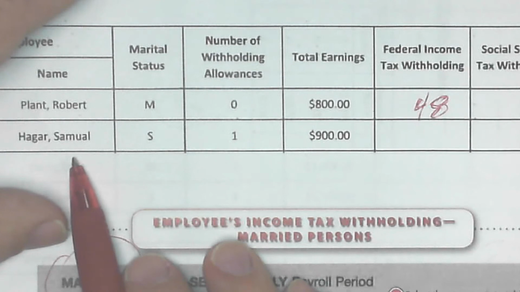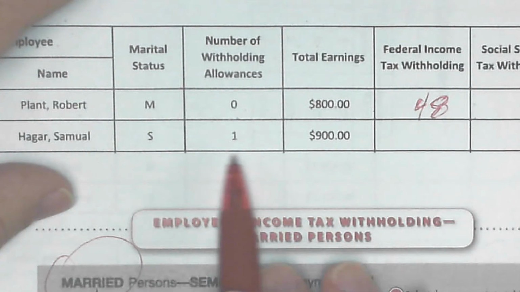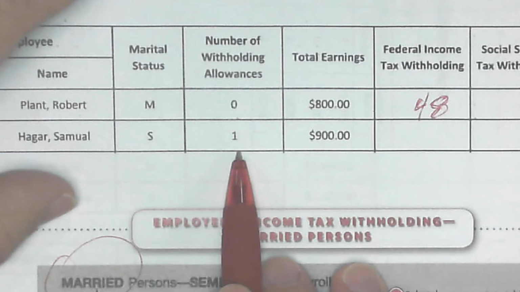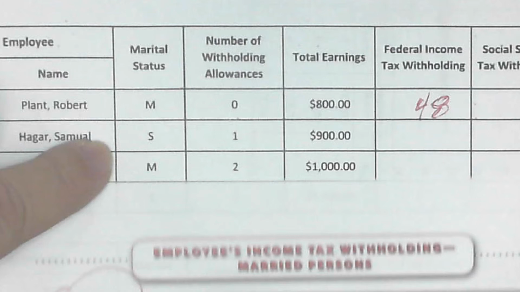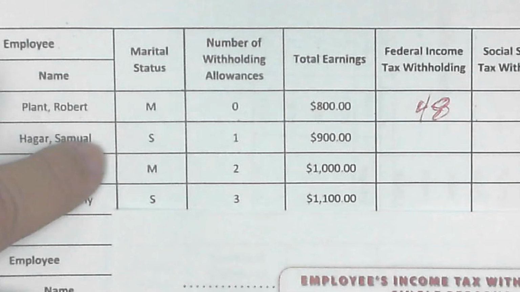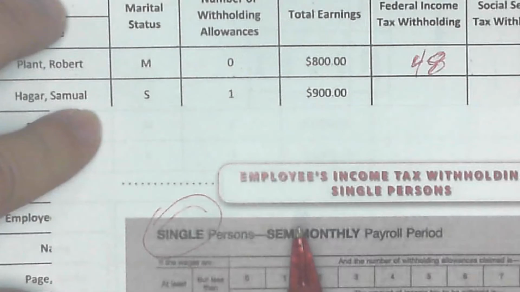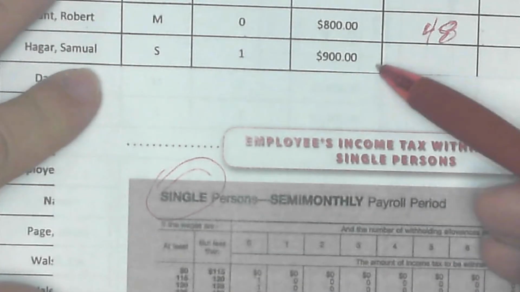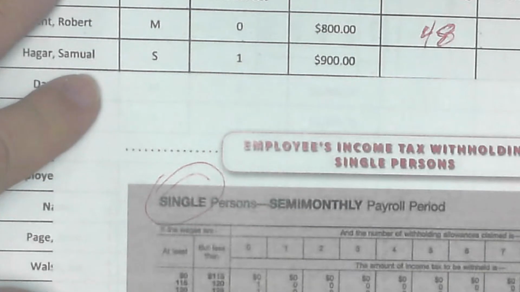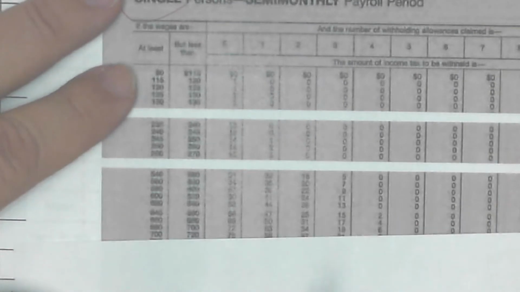So now we've got Sammy Hagar. He's single. He's got one allowance. So first thing, single. So that's going to be on the other side. Because he's single. He made $900. So we'll go down our list until we find the $900.